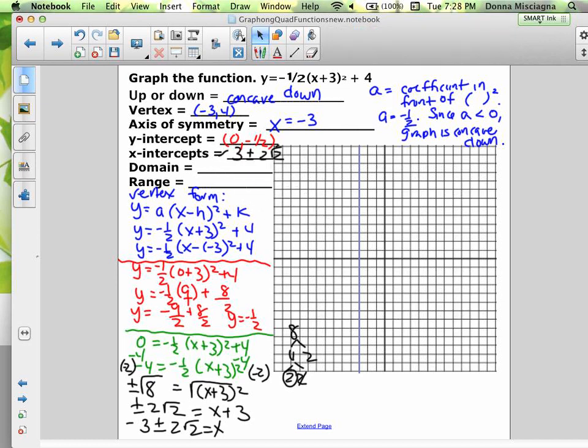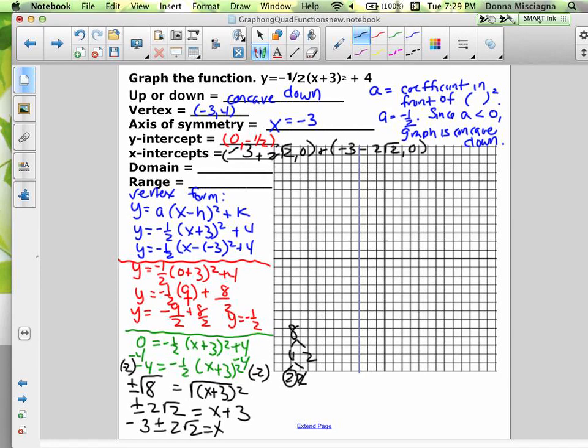Oh, I forgot to write my 0 in. 0 and negative 3. Oops, did I put plus or minus? I wanted to have both of them in there. Let's write them separately. So negative 3 plus 2 square roots of 2. Maybe you should wait till I finish writing before you write anything down. I promise that's not going to change. And negative 3 minus 2 square roots of 2, 0. So those are technically our points.